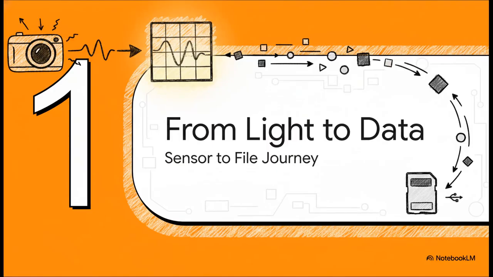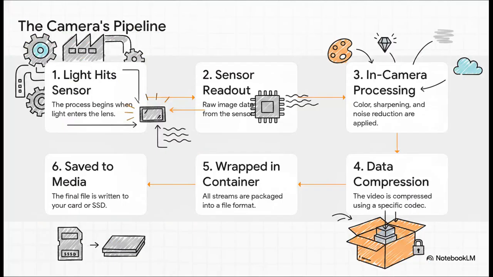So now that we know what the pieces are, how do they all get put together in the first place? Well, let's follow the light, literally, from the moment it hits your camera's sensor to the second it becomes a neat little file on your memory card. Think of your camera as a tiny, super fast factory. Light comes in and hits the sensor. That raw data gets read out. The camera's little brain then processes that image, it compresses all that data using a specific codec, that recipe we talked about, and finally it wraps it all up in a container and saves it. It happens in the blink of an eye.